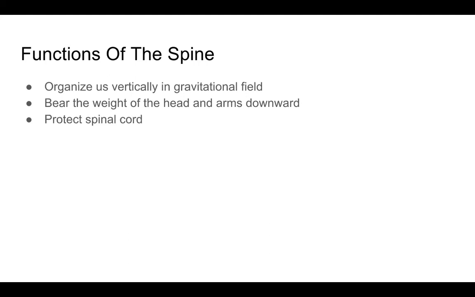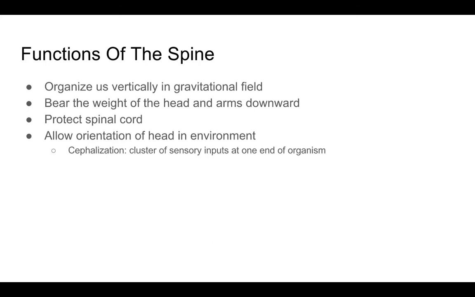Of course, it protects the spinal cord. Huge amounts of our nervous system are protected by the spine itself. It allows orientation of the head within the environment. And this is particularly important for us to keep in mind, because of course, we're animals that have undergone cephalization. We cluster all of our sensory organs, or the bulk of our sensory organs, at one end. Like most higher order animals, we cluster a lot of our sensory apparatus at one end of our body.